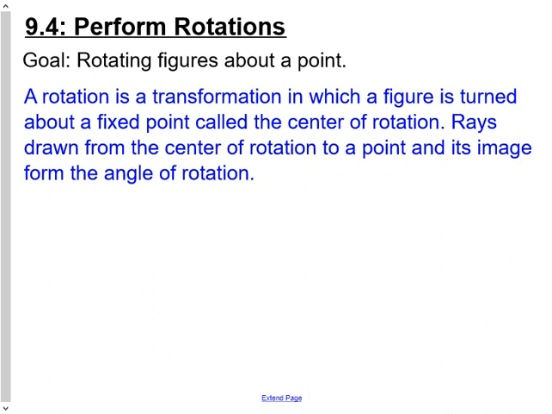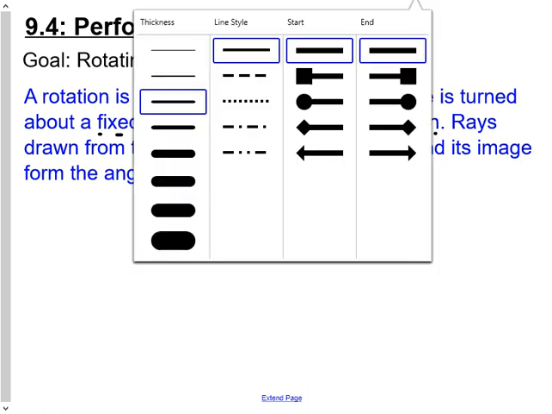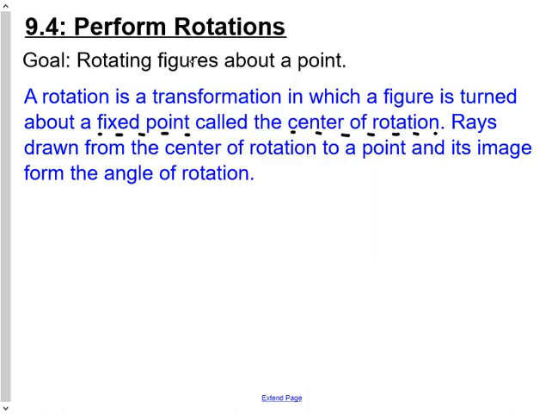Today's lesson is on performing rotation. So rotation is what, right? We're rotating about a point, which is also called a turn. The center point that we're rotating around is called the center of rotation. Generally speaking, we've got rays drawn from the center of rotation to a point, so maybe it's a point on our triangle, and then we're rotating from there to form that angle of rotation.